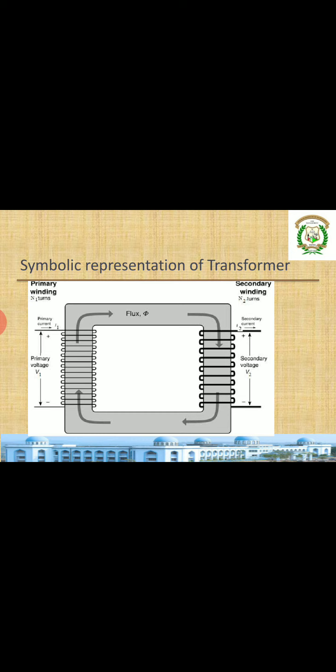What happens here? We give the AC supply to the primary winding. Because of that, current I1 flows in the primary coil. When current I1 flows in the primary coil, it induces an EMF. Because of the flowing current, it produces a flux. That flux comes in contact with the secondary coil, so the secondary induced EMF we get at the secondary side. The flux is the same for both primary and secondary coils. That's why the frequency will be the same.